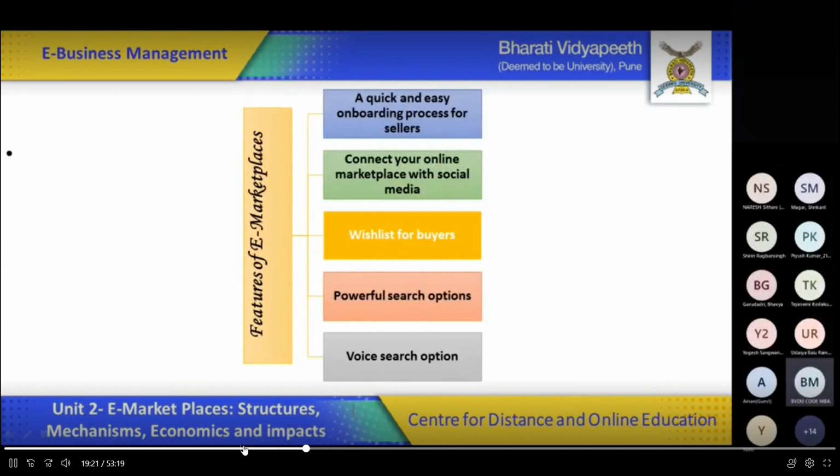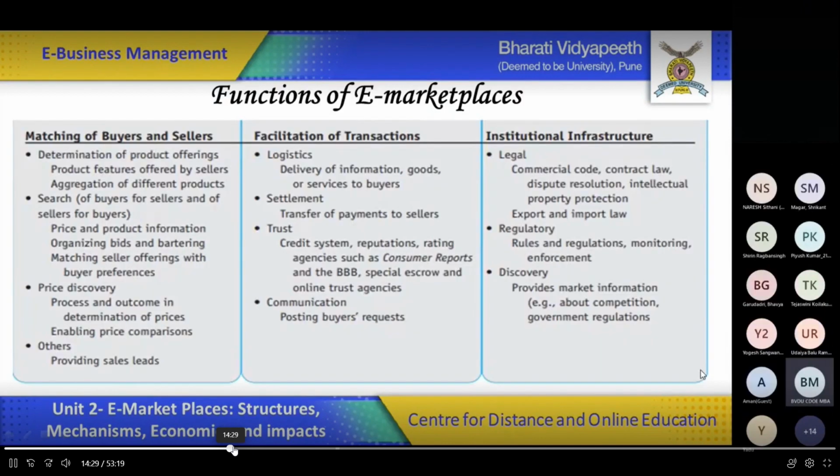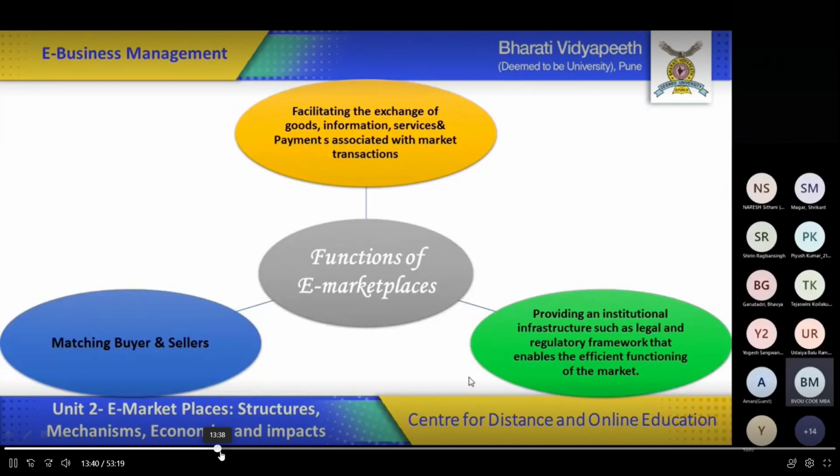They make the process quick and easy. The second feature is that they connect online, and whatever reviews they have mentioned, information will be available. They will also arrange for the bid and the bartering side.